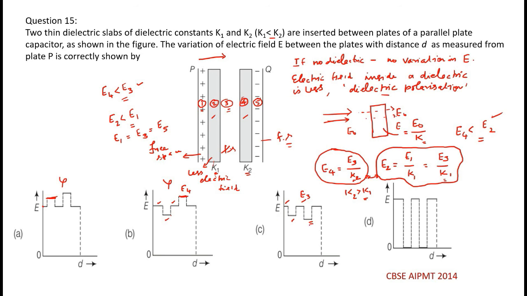This value is E4. This value is E2. See, E4 less than E2. So this is correct. Here and all you see electric field becomes 0. Here 0, here 0. Only inside a metal electric field will be 0. So out of the 4 representations as graphs, option C is correct.